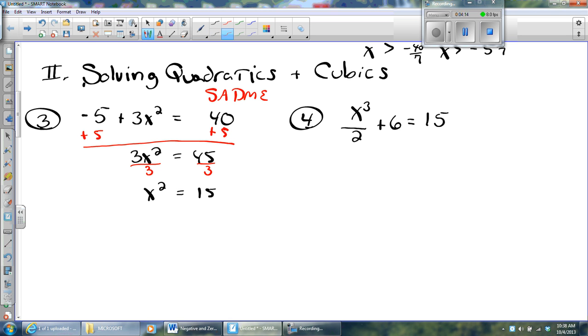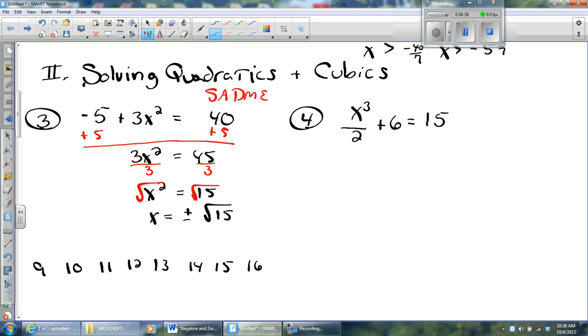I'm going to take the square root of both sides, and I will get that x is equal to plus or minus the square root of 15. Now I know that's going to be pretty close to 16, but I'm still going to go ahead and estimate, pretty close to 4. All right, down 9, 10, 11, 12, 13, 14, 15. I found the two perfect squares, don't forget 16, that 15 is between.